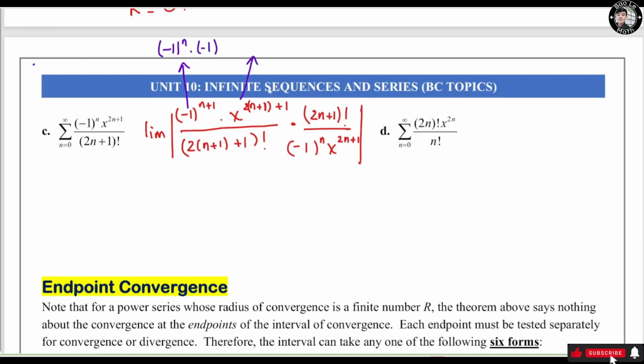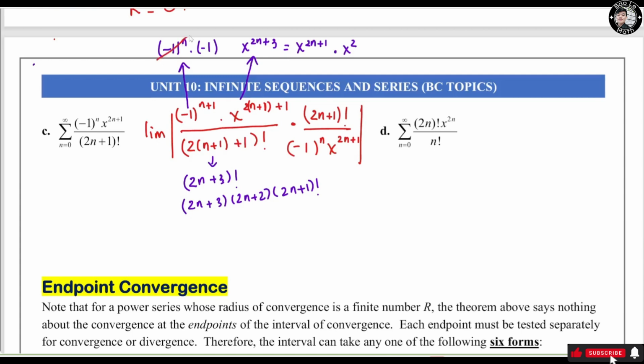This guy right here can be written as raised to the 2n plus 3, right? And then this one is going to be s raised to the 2n plus 1 times s squared, right? Now this guy can be written as 2n plus 3 factorial, right? So it can be 2n plus 3 times 2n plus 2 times 2n plus 1 factorial, right? Now we're going to simplify.